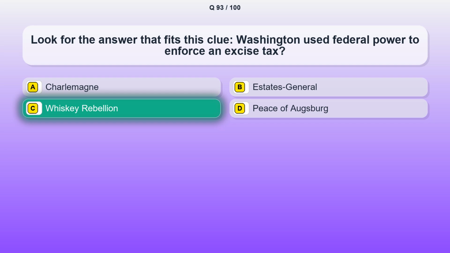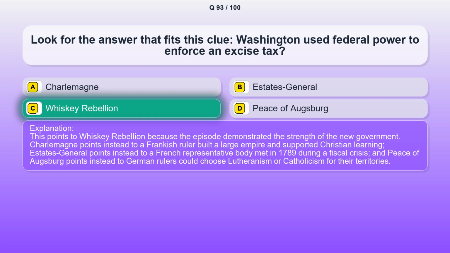The correct answer is option C, Whiskey Rebellion. This points to Whiskey Rebellion because the episode demonstrated the strength of the new government. Charlemagne points instead to a Frankish ruler built a large empire and supported Christian learning. Estates-General points instead to a French representative body met in 1789 during a fiscal crisis, and Peace of Augsburg points instead to German rulers could choose Lutheranism or Catholicism for their territories.